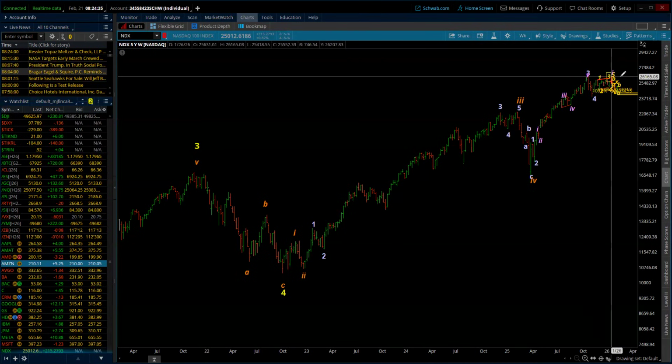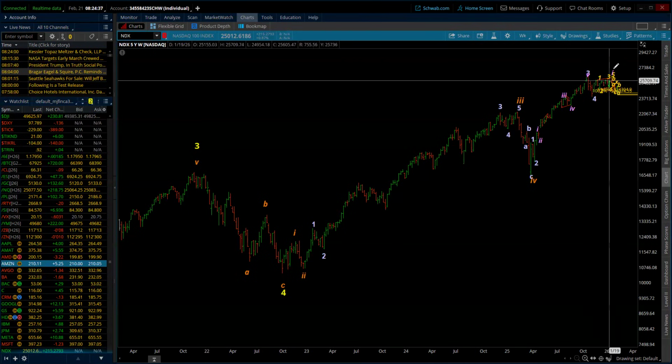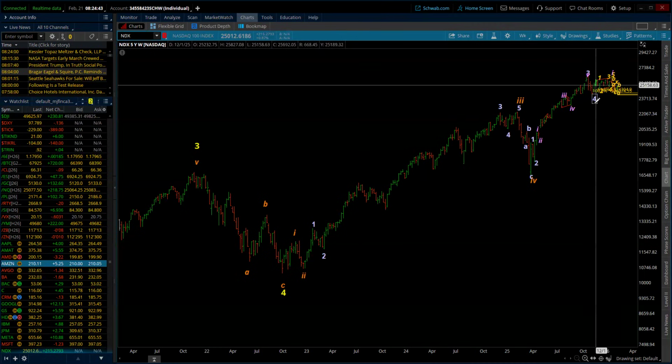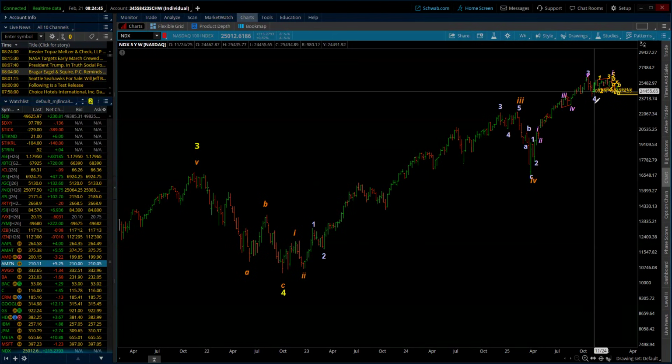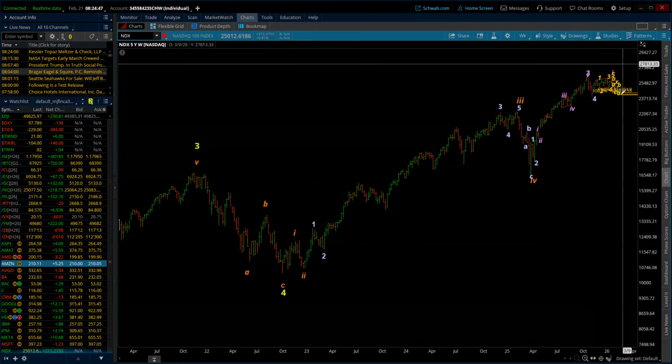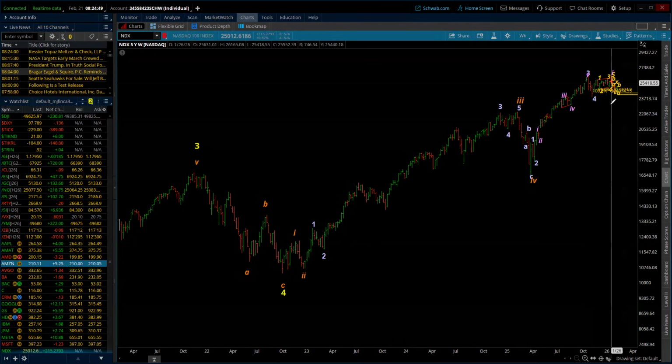This is a diagonal triangle up to that high. So what's that leave open? The potential that we still actually have another new high to make first. And that is one scenario that I'm looking at right now.